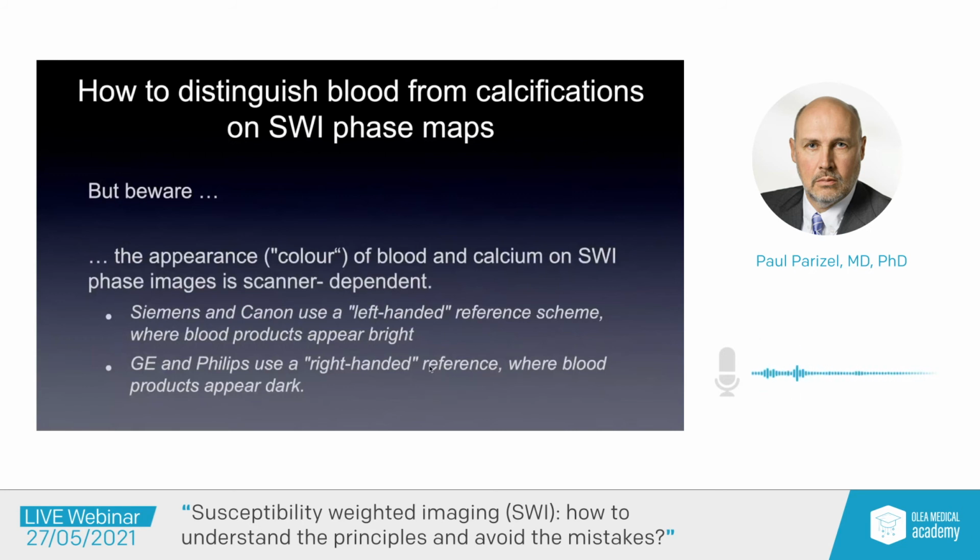Because to make things even more complicated, the appearance of blood and calcium on SWI is scanner dependent. Siemens and Canon use a left-handed reference scheme where blood appears bright, and GE and Philips use a right-handed reference scheme where blood products appear dark, and that has something to do with the way the copper wire inside the magnet tunnel is wound, whether it is going one direction or whether it is going the other direction. And that is an important thing to know.